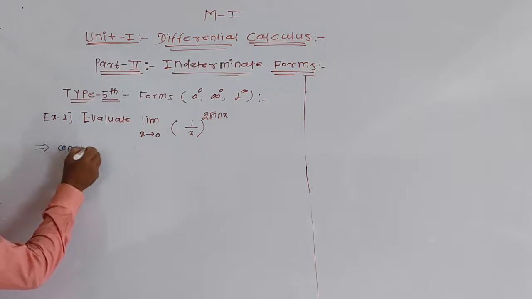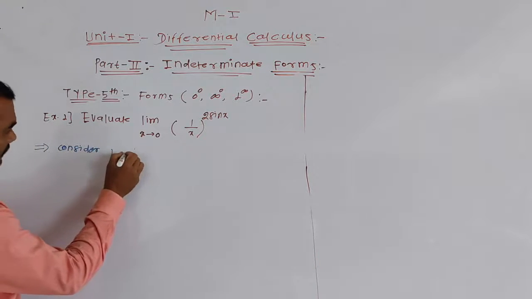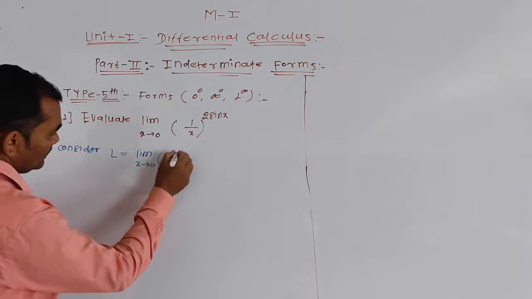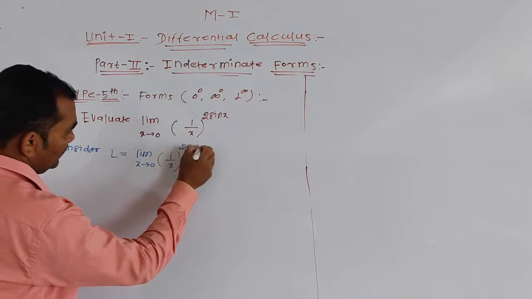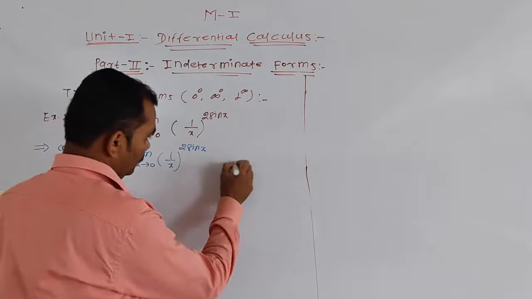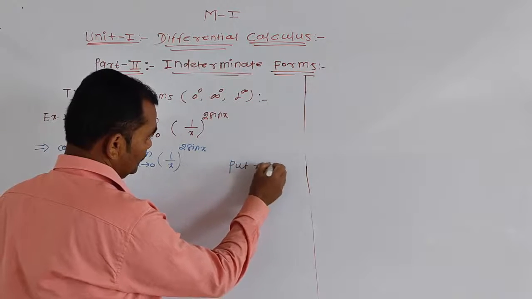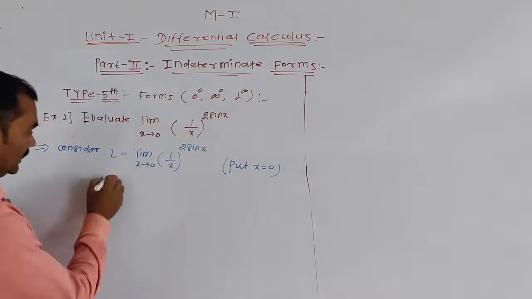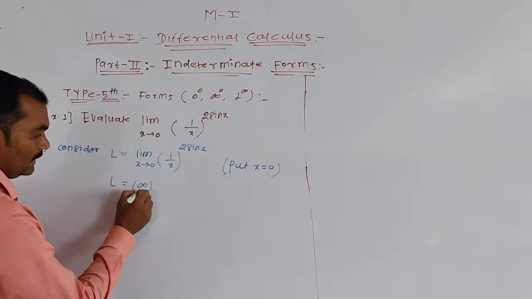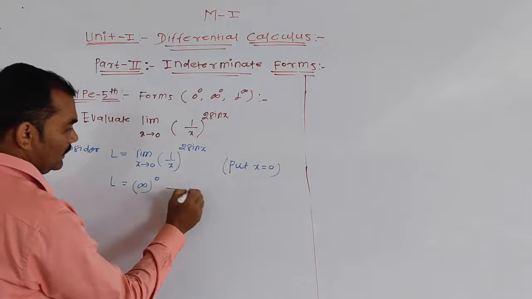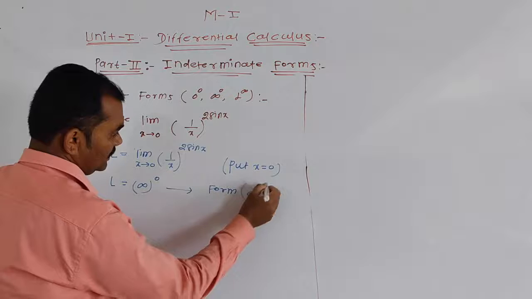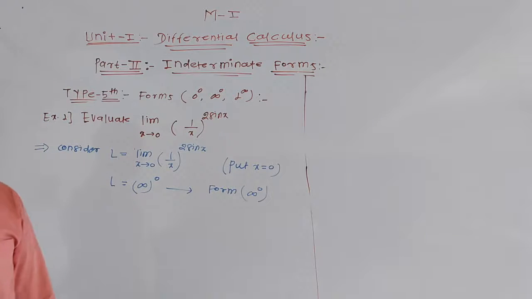Consider L is equal to limit x tends to 0 of 1 by x raised to 2 sin x. Now put x as 0. So we get L is equal to, replacing x as 0, 1 by 0 gives infinity, raised to sin 0, which is 0. Then we get the form infinity raised to 0. This is your form. Correct. Infinity raised to 0.